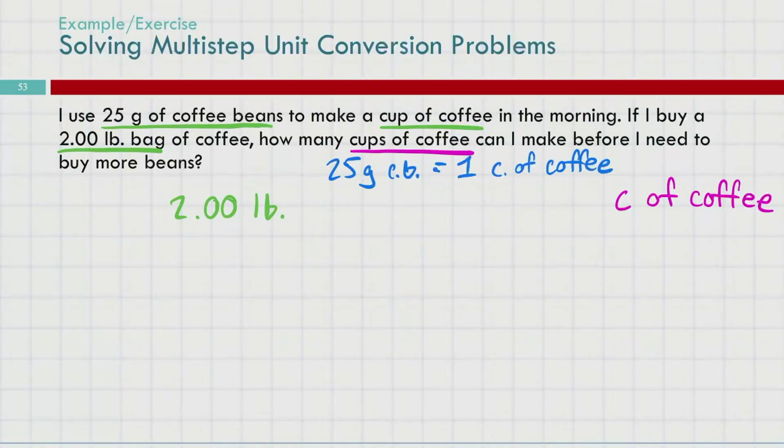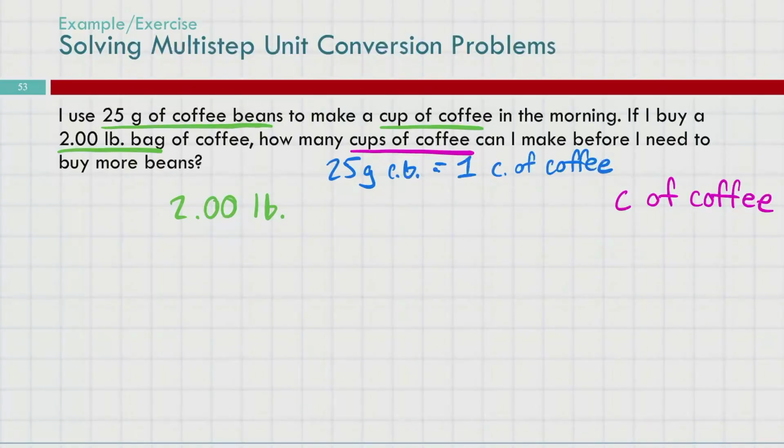That's like the one trick, sort of, the question: figuring out that that's a conversion factor. All right, can somebody help me out with either a starting step or an ending step? What can we change 2 pounds to, or what can we use to get to cups of coffee? What do we need to get to cups of coffee?